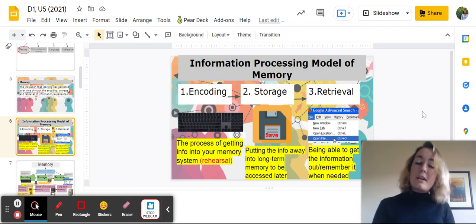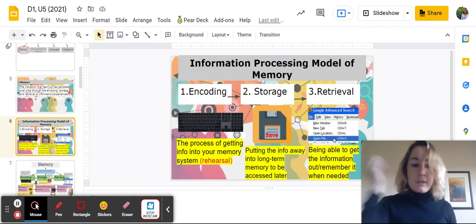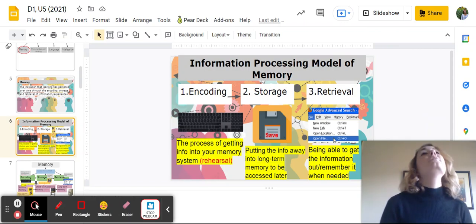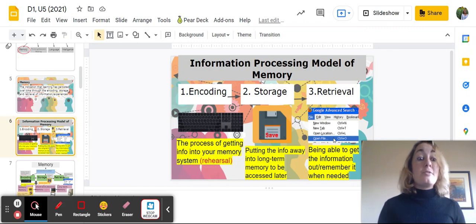And then retrieval is, now you've stored that memory, but you want to think about it. So someone asks you, what'd you do for your 5th birthday party? And now you have to retrieve it. You have to take that memory out from storage and access that file.